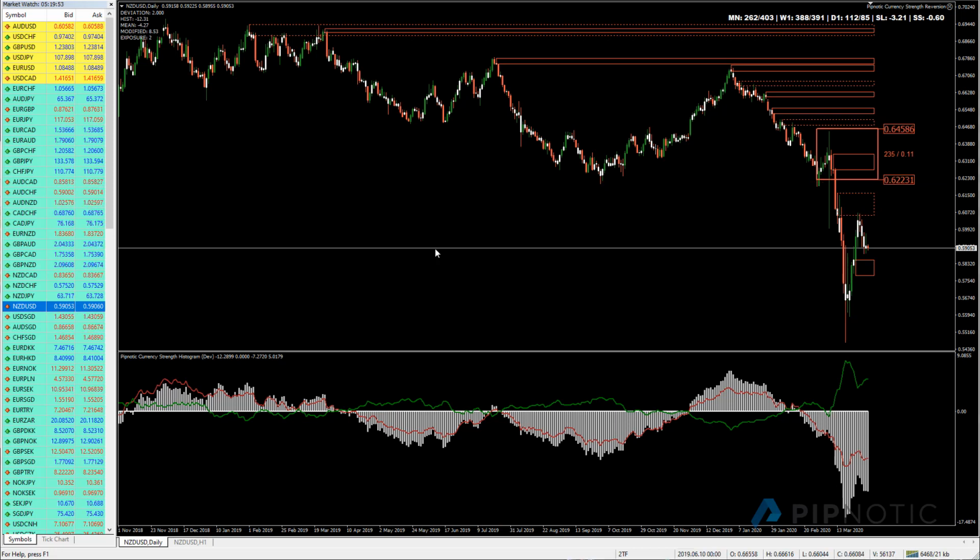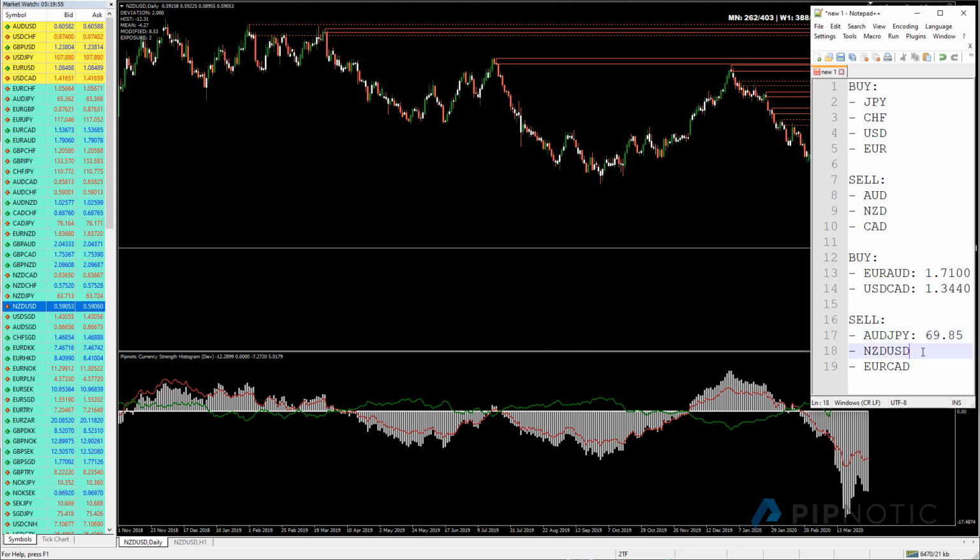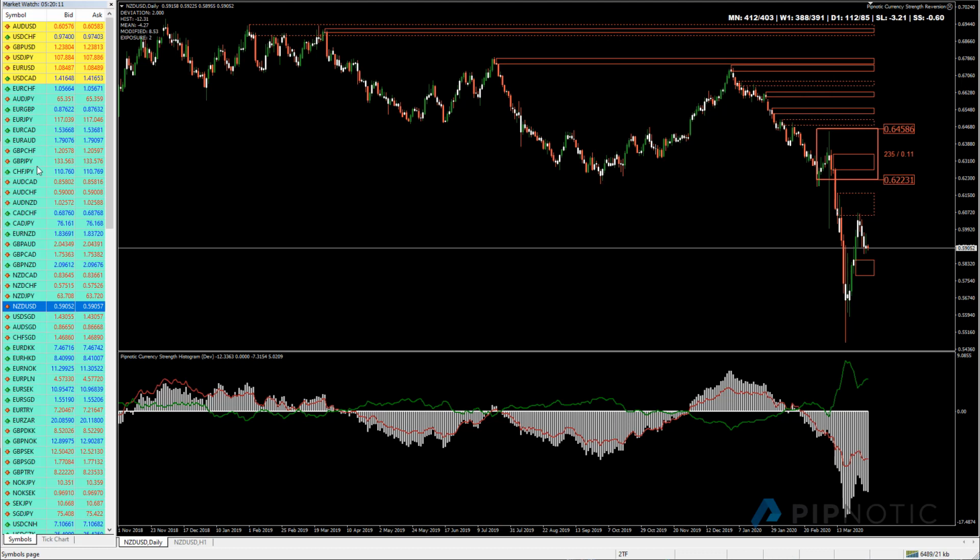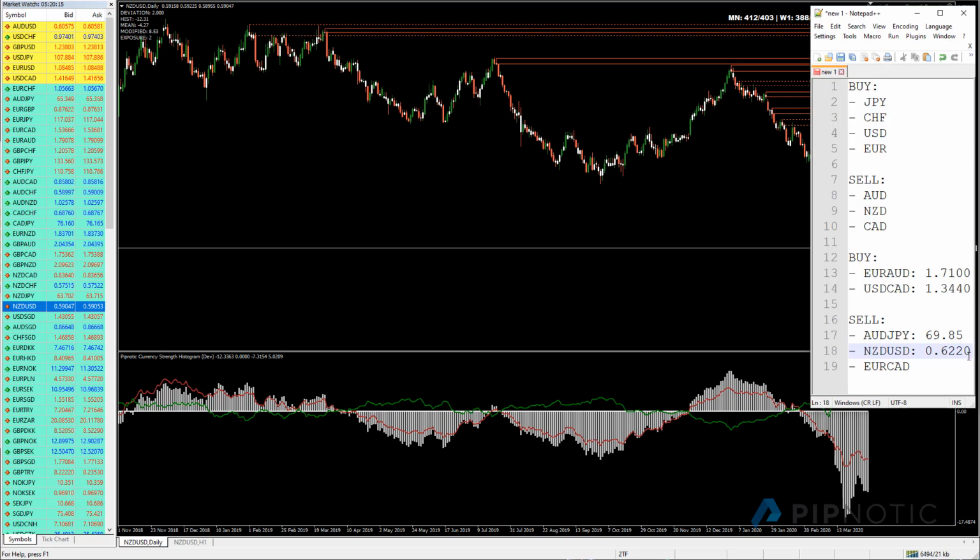Okay, so we have something here. This is like the 62.20-ish area. 62.20. Okay, Australian dollar, did I do that wrong? That's perfect. Good. So that's what we have.